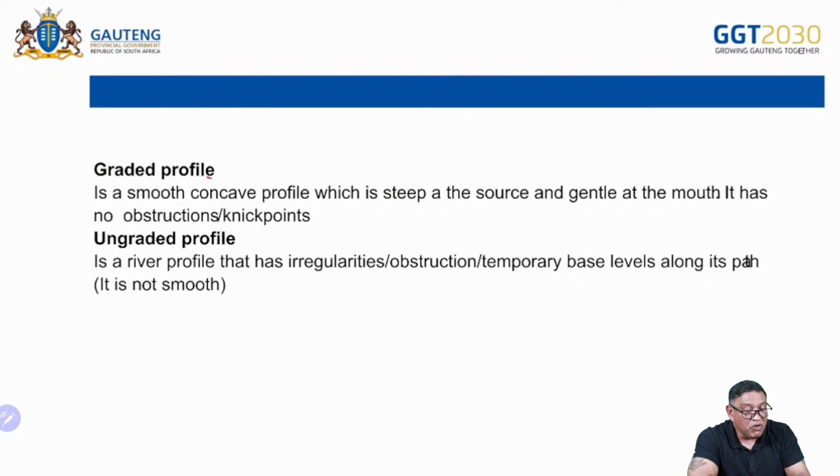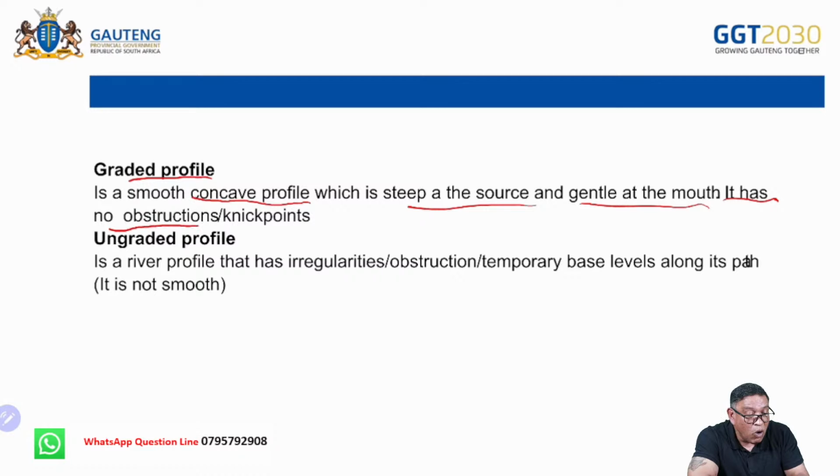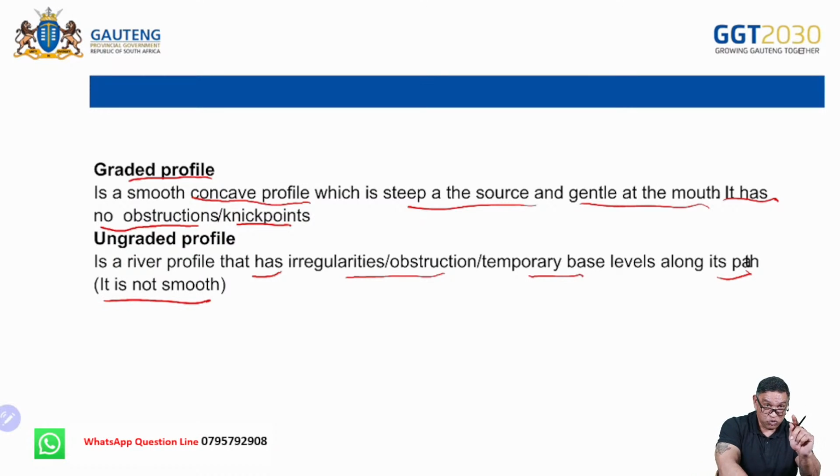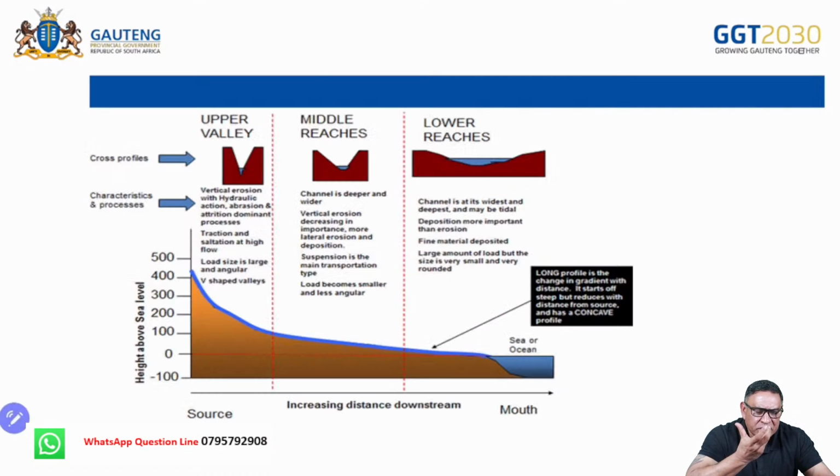So, graded profile, it's a smooth concave profile, steep at the source, gentle at the mouth. It has no obstructions and nick points. I just put this here because that resource doesn't have the writing clear. Ungraded profile has irregularities, obstructions, or temporary base levels along its path. It is not smooth. Can you see the difference there? Okay. Now, that's another skill, learners, differentiating between concepts or terms. You must know the difference. It gives you a better understanding.